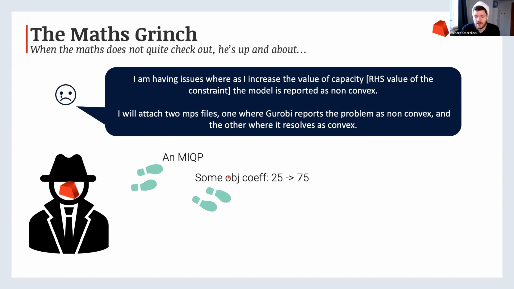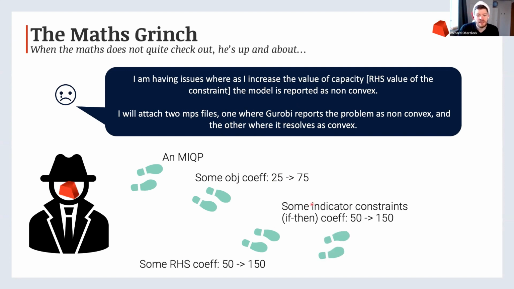That's interesting. Between these two MPS files, one from the convex model and one from the non-convex, it went from 25 to 75. Then she compared the convex and non-convex and saw that the right-hand side coefficients, this capacity value that this person was reporting, went from 50 to 150. And then finally she saw that there were some indicator constraints.